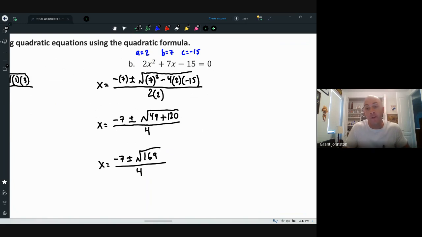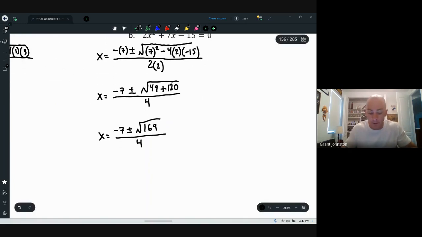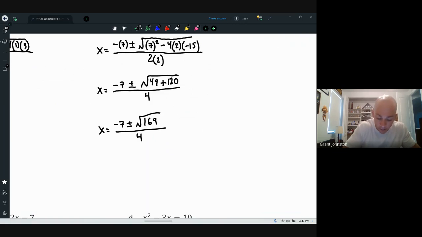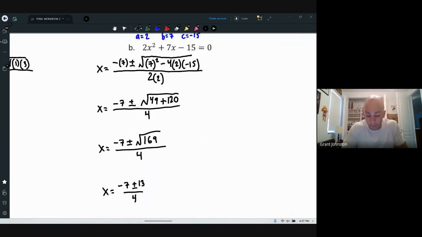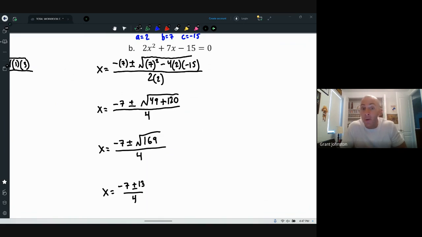And the square root of 169 simplifies. And if you don't know what it is, just type it in. The square root of 169 is 13. So we can keep going with this one. We're not going to stop here. So x is going to equal negative 7 plus or minus 13 divided by 4. And we can keep on going. So remember, x equals negative 7 plus or minus 13 divided by 4.